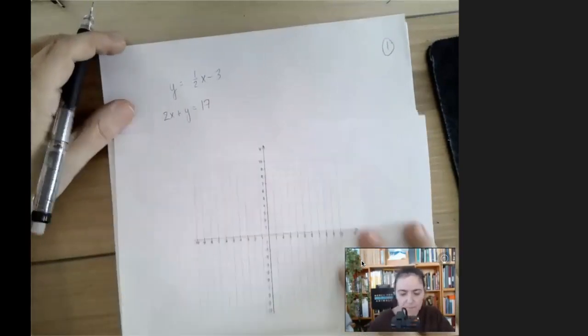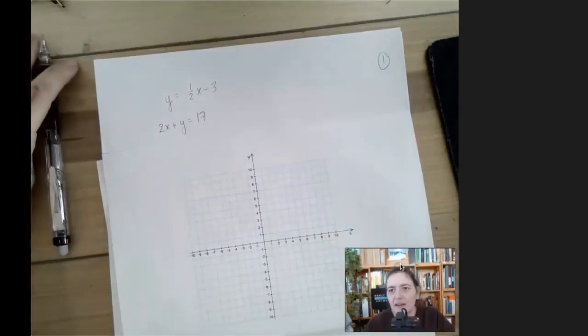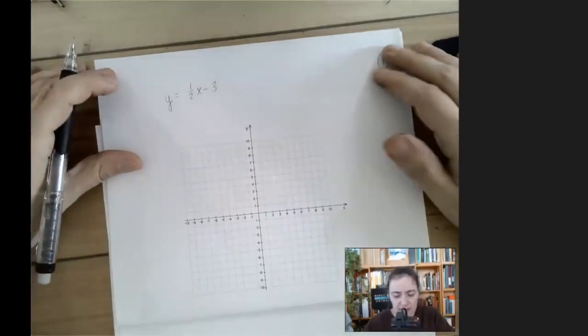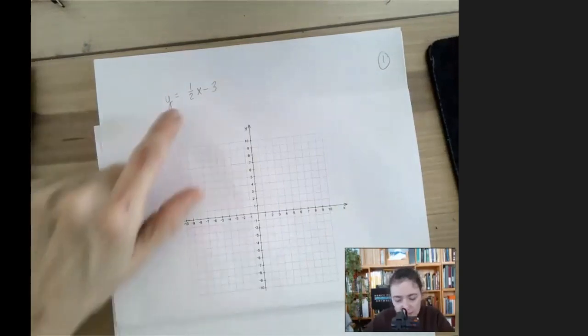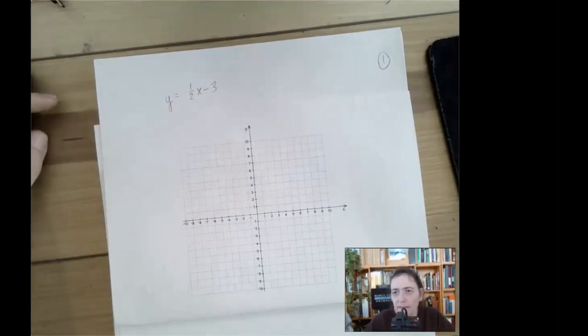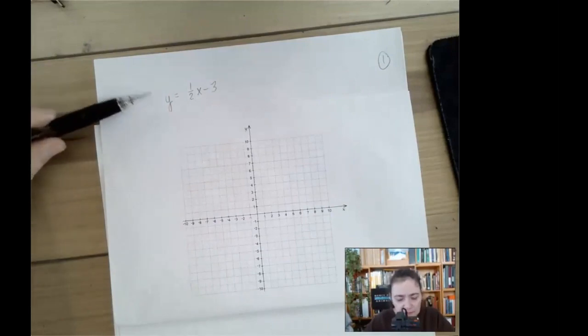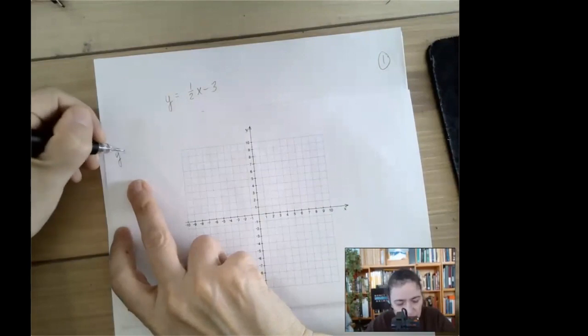So I want you to tell me, please, pretty please, points on this line. I'll give you a hint. Come up with your number for x and make it even. So when you multiply it by a half, no fractions. And then find y. So give me points on this line, y equals 1/2 x minus 3. Give me points on it. Chop, chop.